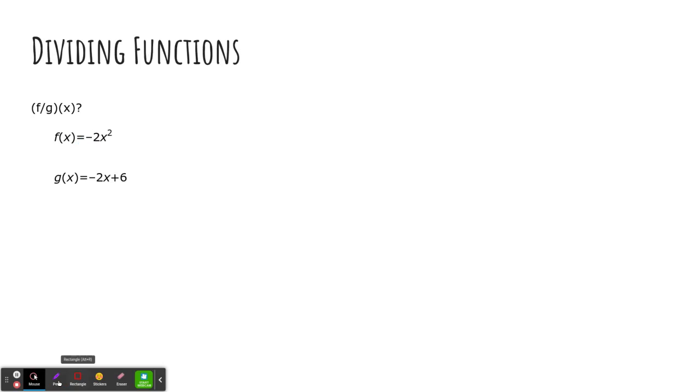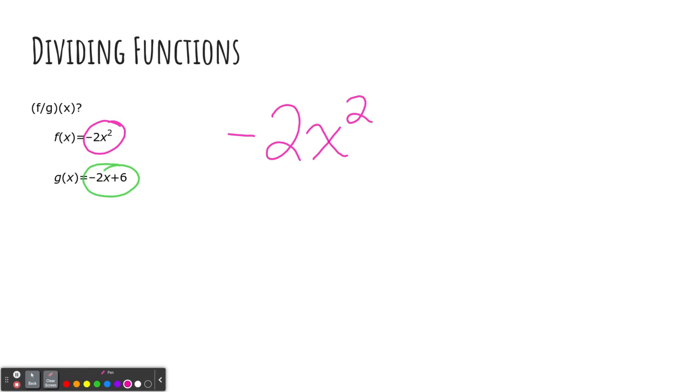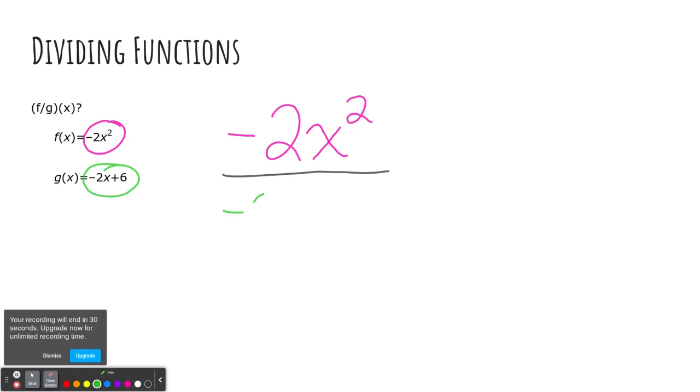Last example is dividing. F of x divided by g of x. F of x, negative 2x squared. I'm going to divide by my g of x, negative 2x plus 6.